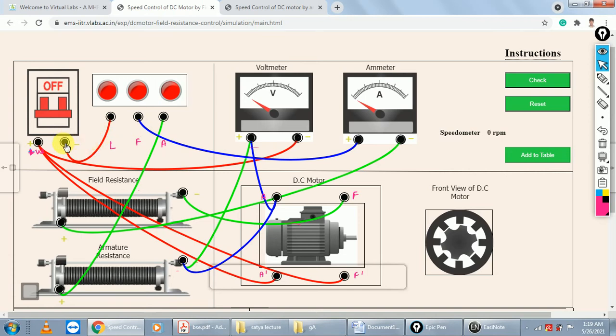So here, this is the supply passed to L, and this F connects in series with this ammeter, and this ammeter connects in series with the rheostat, and this rheostat connects in series with this field winding. Okay, and this is a voltmeter. So our connection is correct. So turn on MCV and change the field resistance.